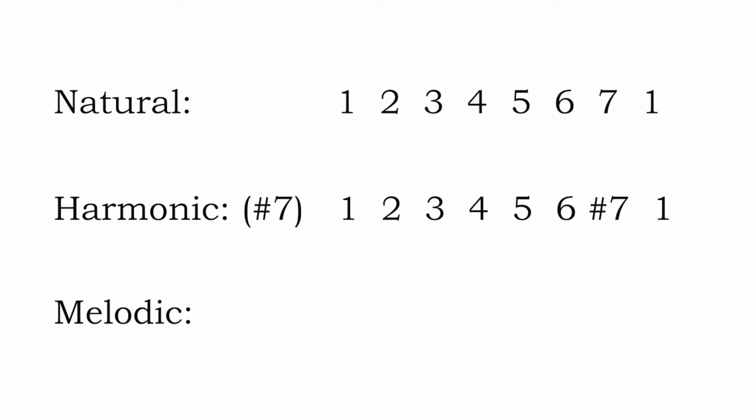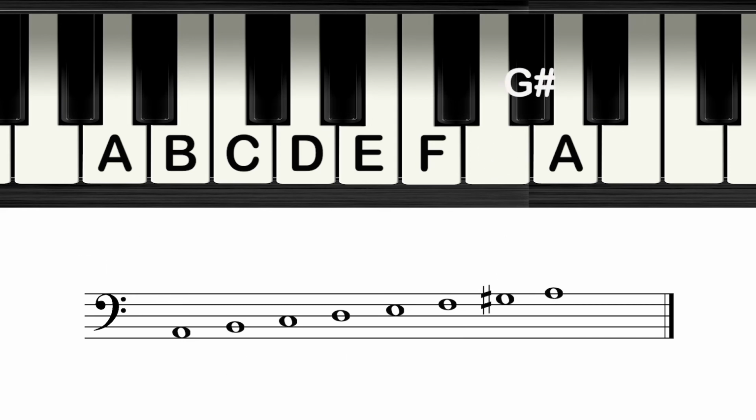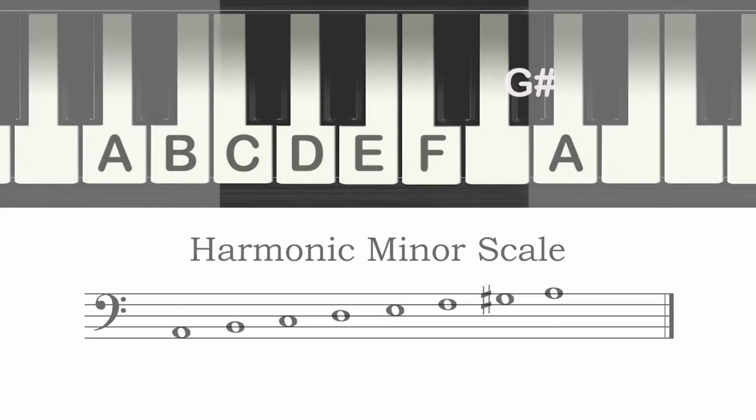The next minor scale is harmonic minor. With harmonic minor, you take a natural minor scale and raise the 7th note of the scale. So with A minor, the 7th note of the scale is the note G. Now raise it to G sharp. We have created the A harmonic minor scale.